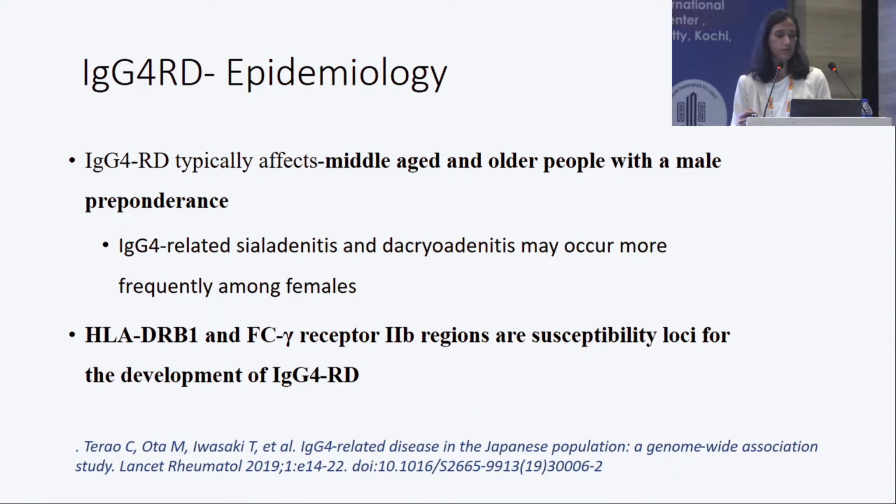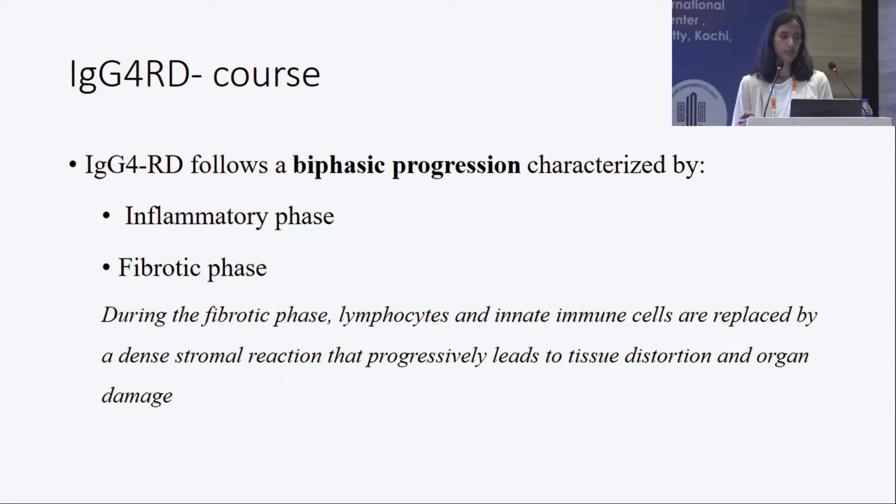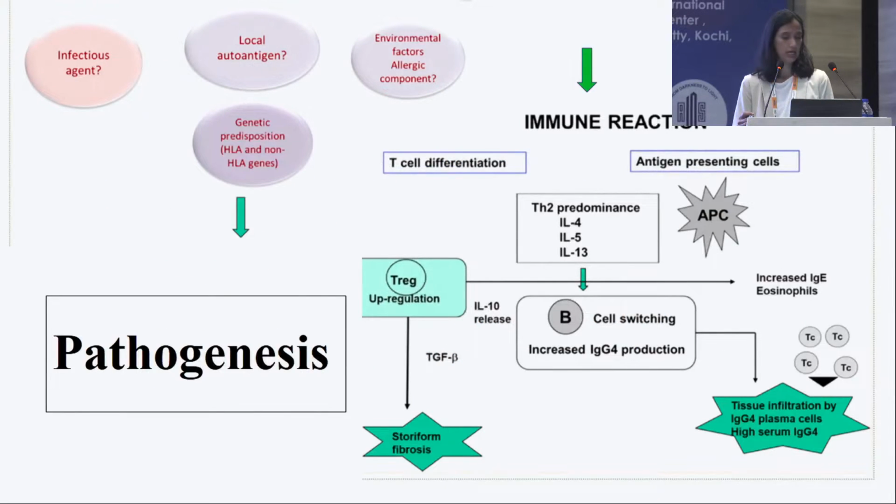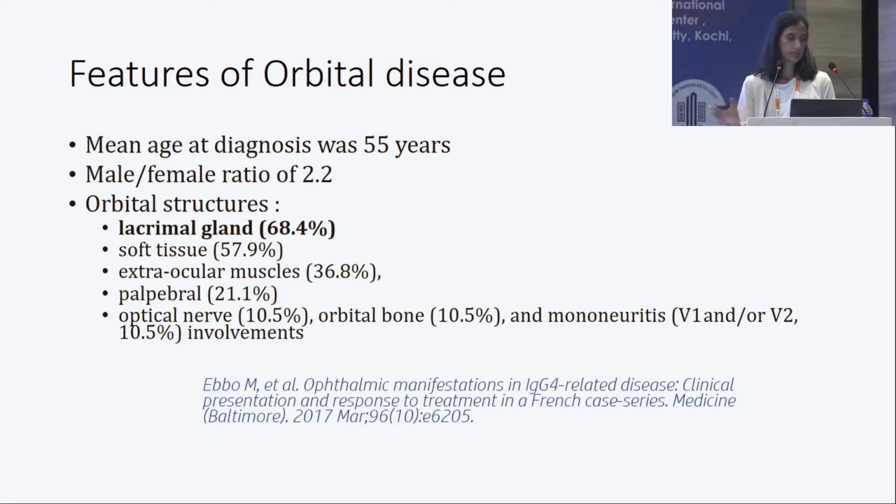But coming back to the clinical side, epidemiology wise, this affects middle aged people and has a male preponderance, and it has a biphasic progression with an initial inflammatory phase followed by a fibrotic phase. I will not go into pathogenesis. Let's talk about orbital disease. So the mean age is again 55 years. The male-female ratio is not as high for the orbital disease as systemic disease. And the most common orbital structure involved is the lacrimal gland.